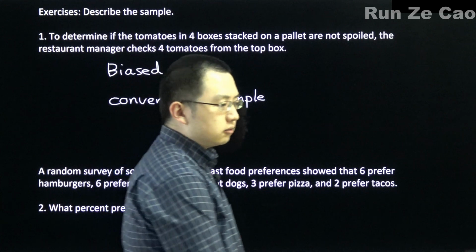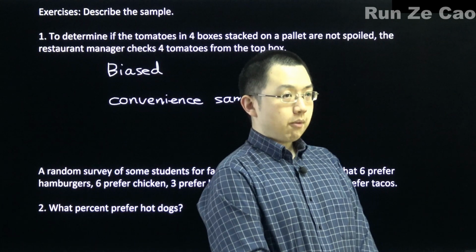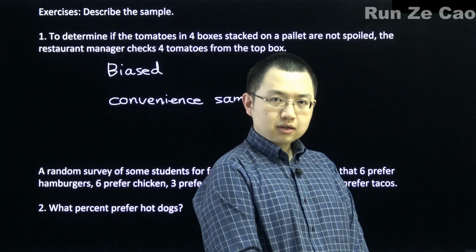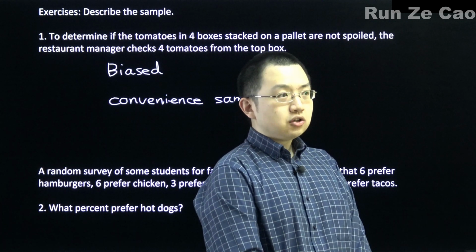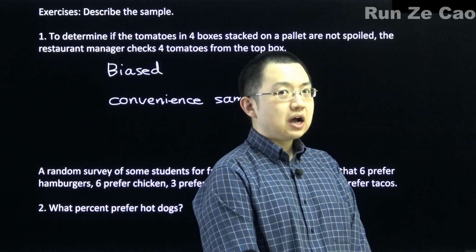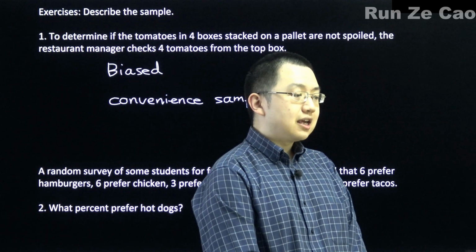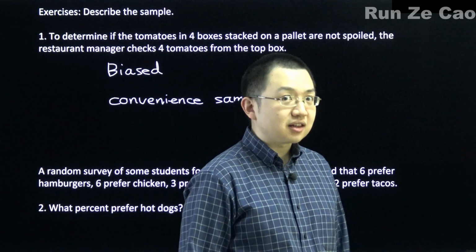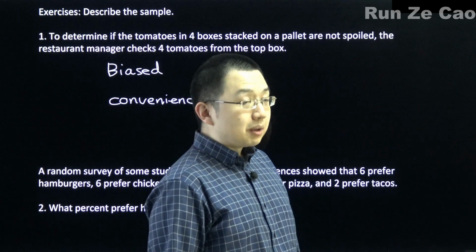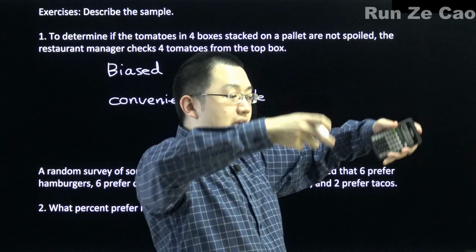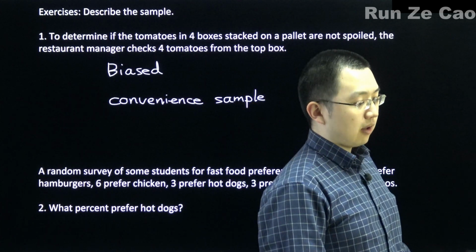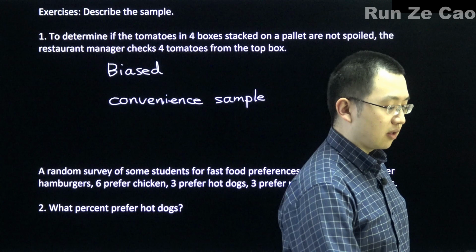Why is this biased? Well, maybe the top box was put on the stack later, because people generally don't take away the bottom box first or put in the bottom box last. People generally take from the top and put things on the top. So who knows how long the tomatoes in the lower boxes have been there.